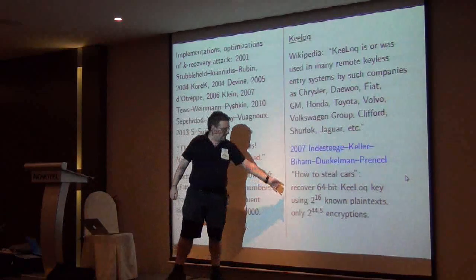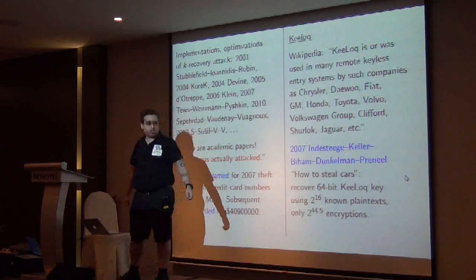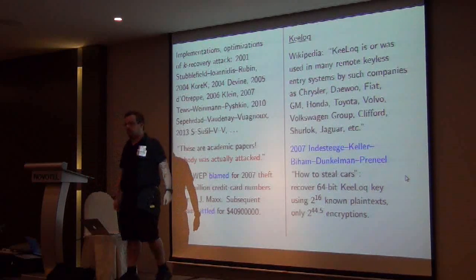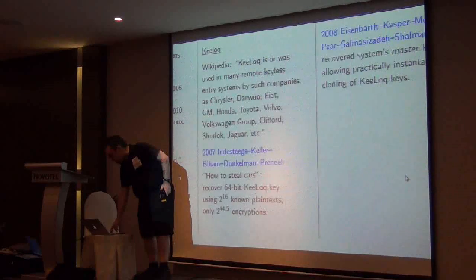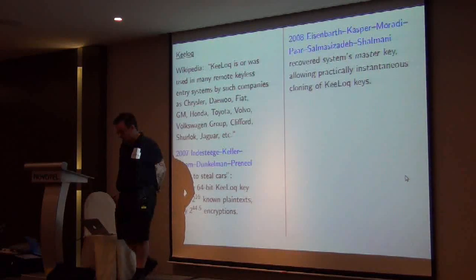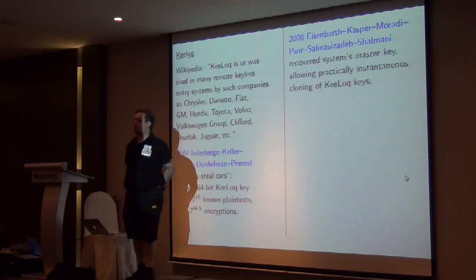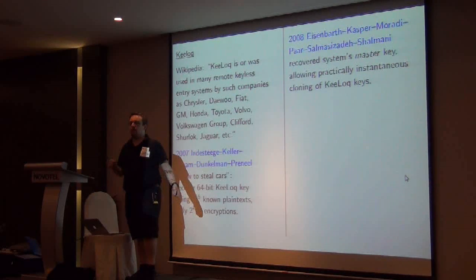And then, by listening to the radio signals and doing a little bit of computation, he ends up getting the remote key and then being able to build clones. Then there was a paper the next year from Eisenbarth, Kasper, Moradi, Paar, Paterson, and Zadeh and Shalmani saying that they have a much faster attack, where they can, from some distance, intercept the radio signals of pushing the button once or twice, and then immediately build a clone of the key.